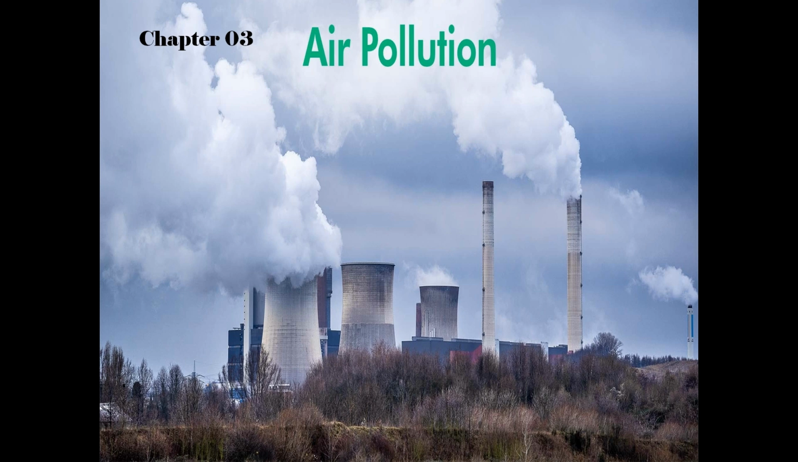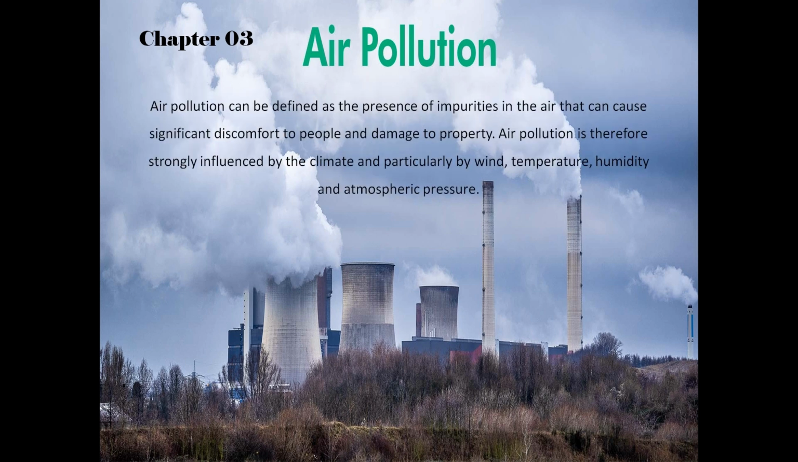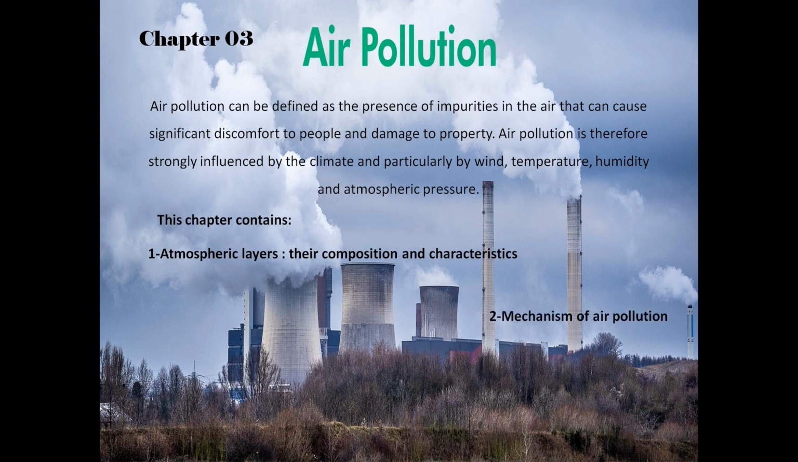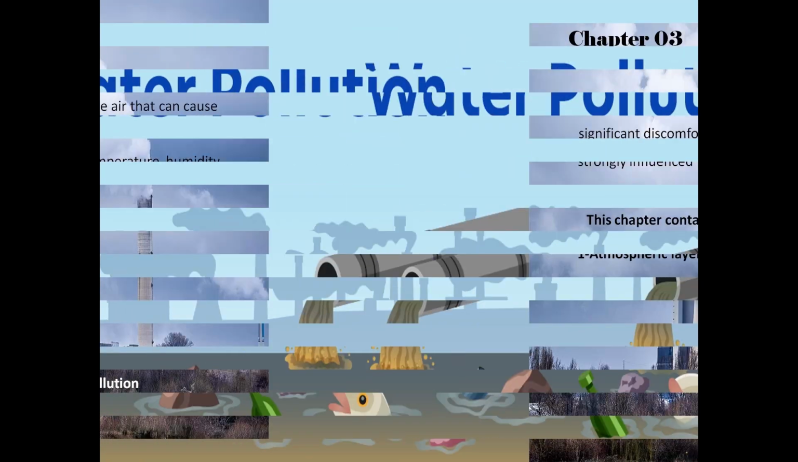Chapter 3, Air pollution. Air pollution can be defined as the presence of impurities in the air that can cause significant discomfort to people and damage their breathability. Air pollution is therefore strongly influenced by the climate and particularly by wind, temperature, humidity, and atmospheric pressure. This chapter contains atmospheric layers, their composition and characteristics, mechanism of air pollution, and ecological impacts of air pollution.